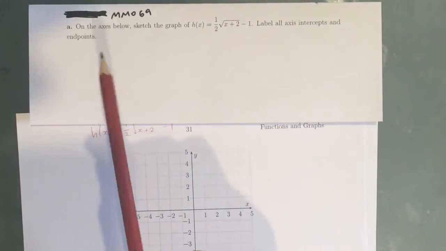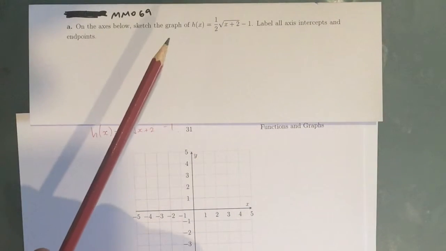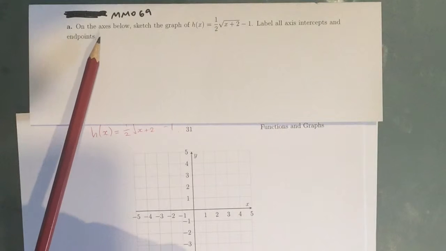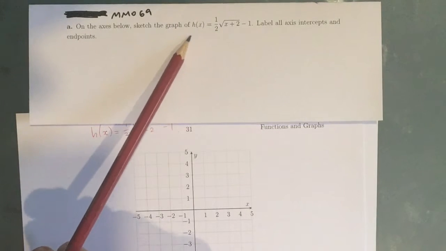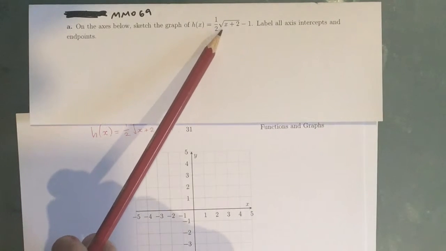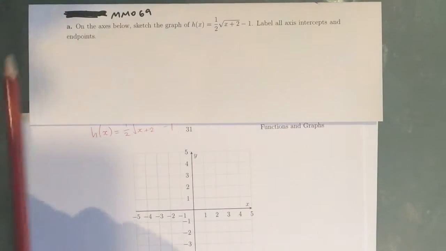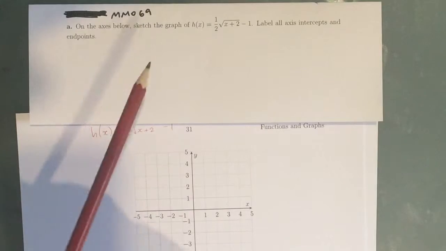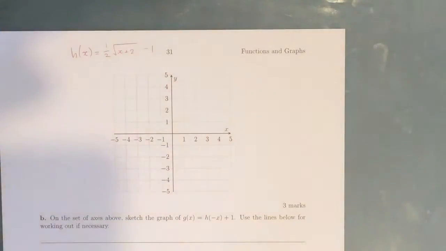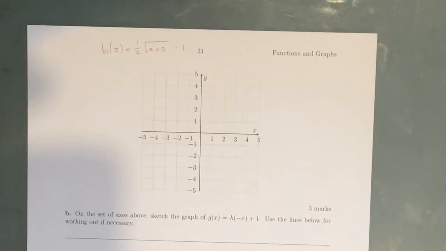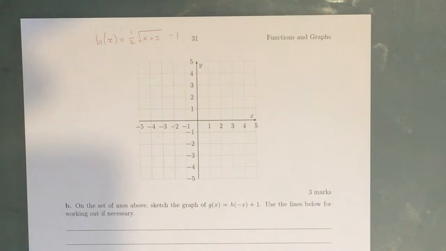Hey guys, this is question MM069 of the Maths Methods Sharpened Study Guide. On the axes below, sketch the graph of h of x equals 1/2 times the square root of x plus 2, take away 1. Label all axis intercepts and endpoints. Very, very important. So, I'm just going to get rid of this extra bit of paper and we'll have our axis here. So, what is first?